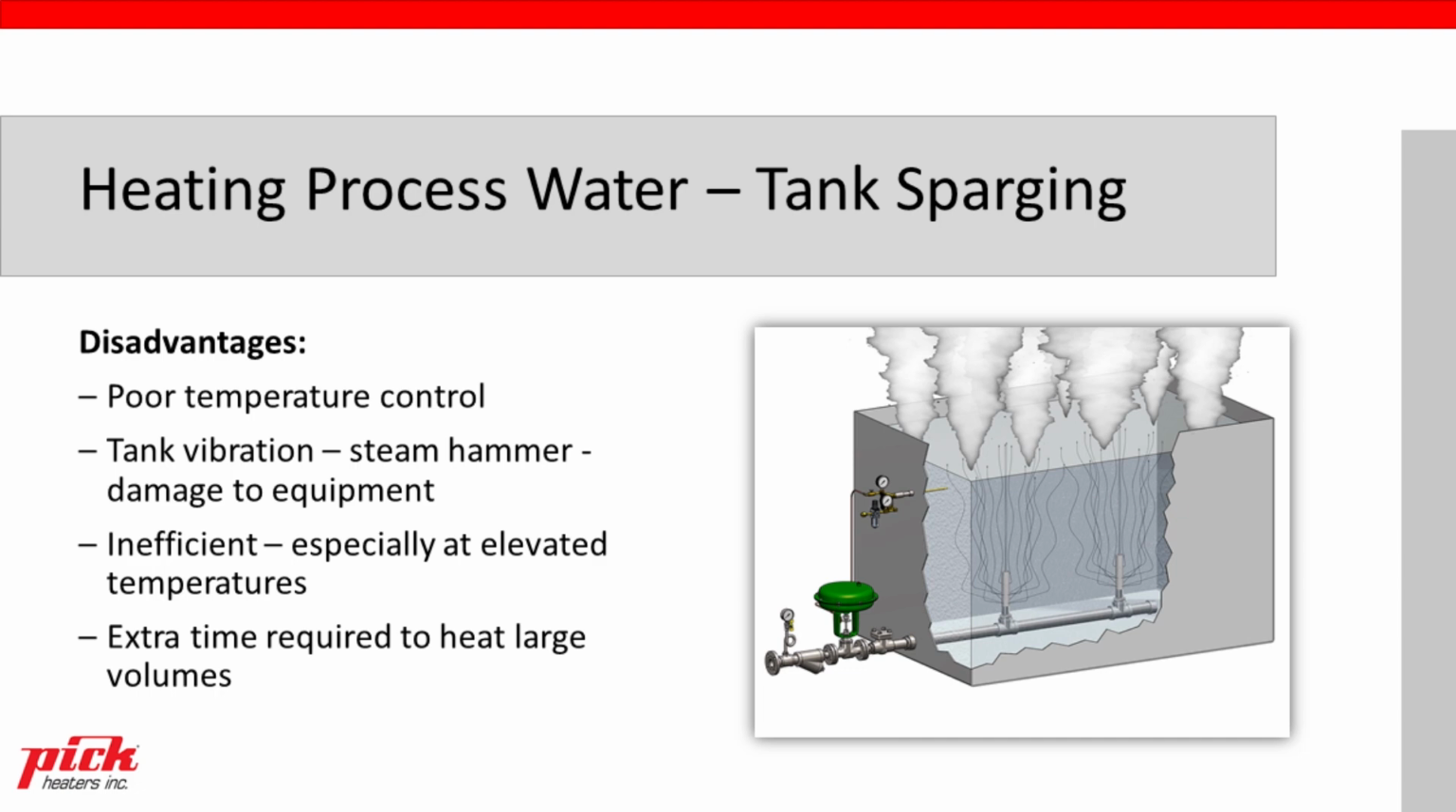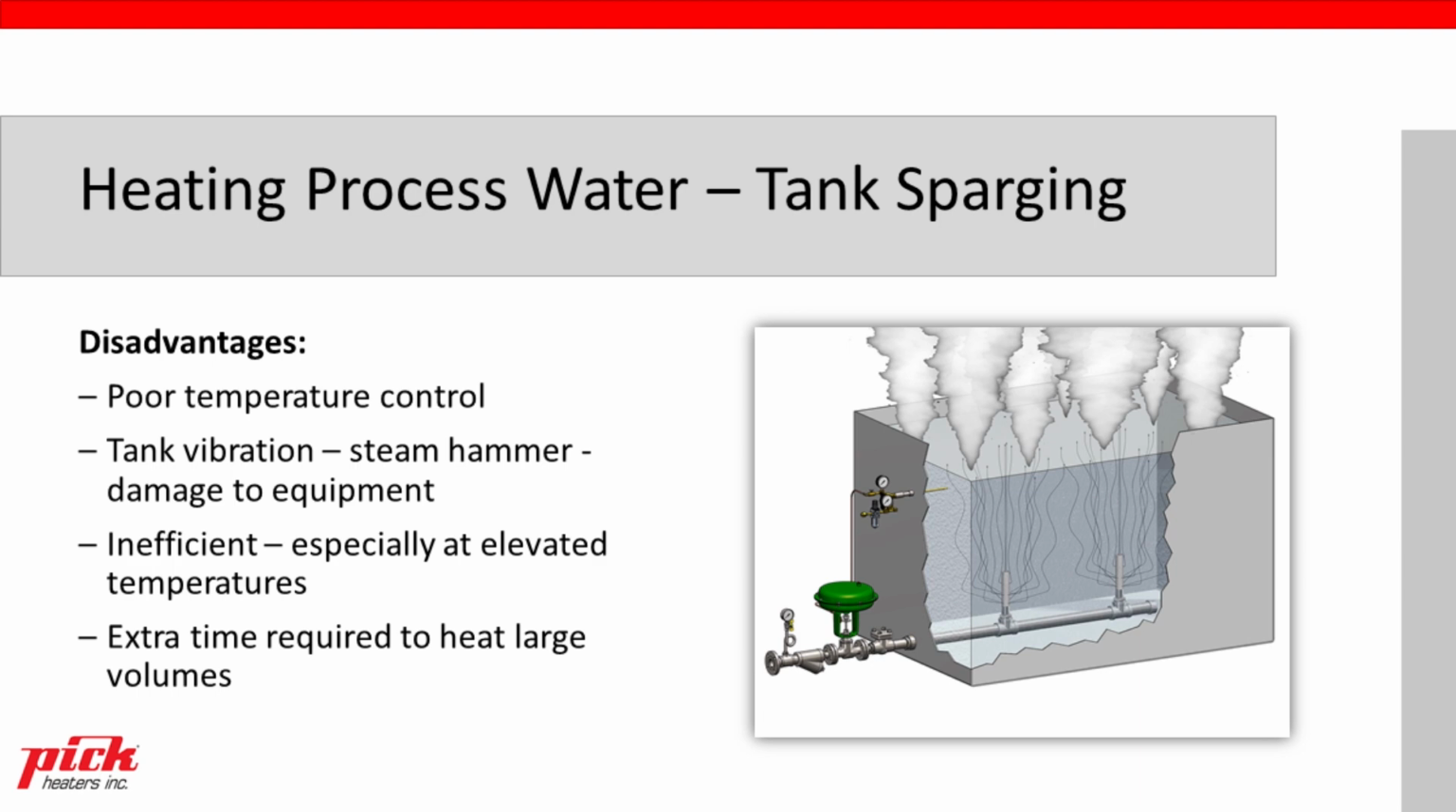Some of the disadvantages you find in tank sparging applications is it doesn't offer very good temperature control. If you try to sense in one point, you may not see that same temperature in another point in the tank. So the temperature control accuracy is not very good. There's a lot of tank vibration, and that comes from steam hammer, from improper mixing of the steam bubble in the water, and that can seriously cause damage to equipment. So something you typically want to avoid. It's inefficient, and especially at elevated temperatures.